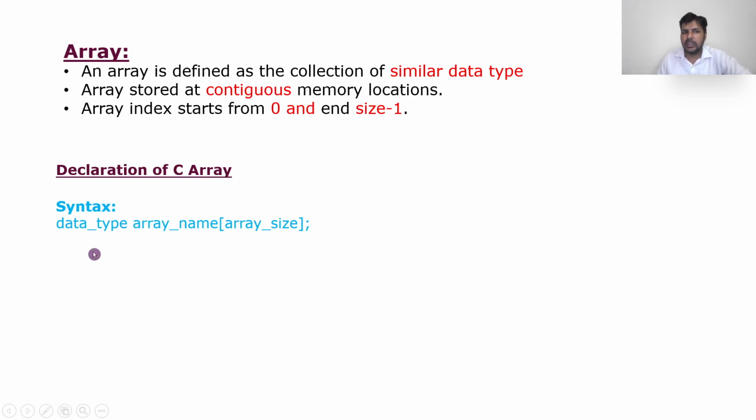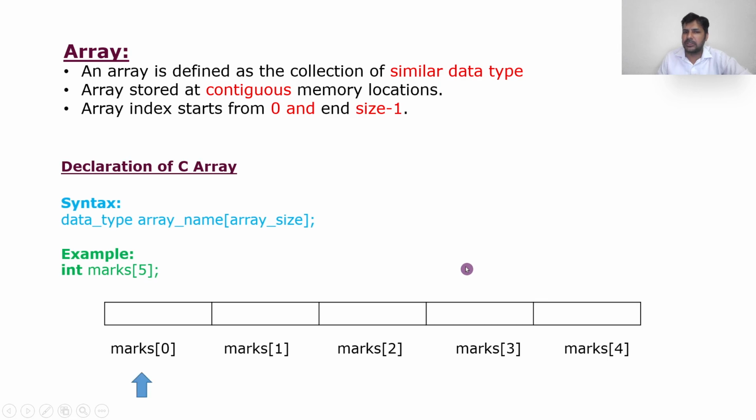Declaring an array, syntax example. Suppose I declare int marks[5], how will it be? Let me show you a diagrammatic presentation. You can see here marks[0], this is the first one, then 1, 2, 3, 4. As I said, size minus 1. I've given size 5, so it will end at 4, and it starts with 0. So this is how it will start: marks[0], 1, 2, 3, 4.